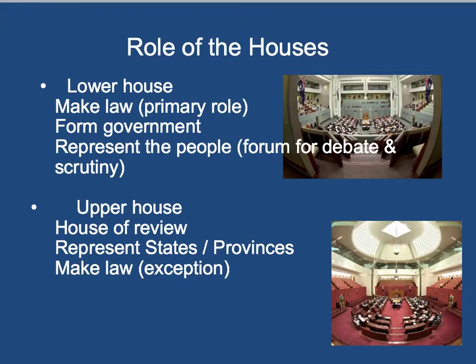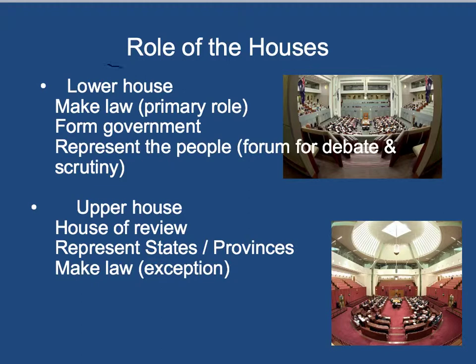Finally, we'll look at the role of the Houses. Now, at this stage, we should talk about the structure of our Parliament. Australian parliaments have what is known as a bicameral parliament, with the exception of Queensland, which is a unicameral parliament. If it's a bicameral parliament, it means there are two houses of parliament, an upper and a lower, each having specific roles to perform.